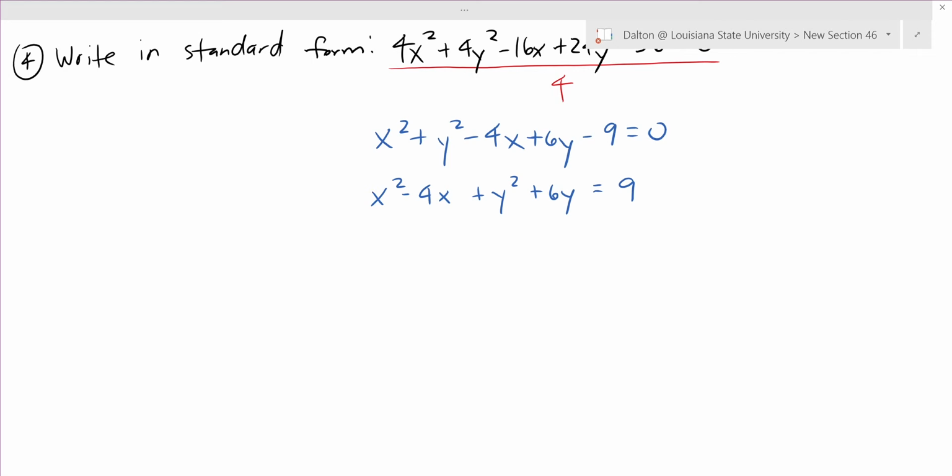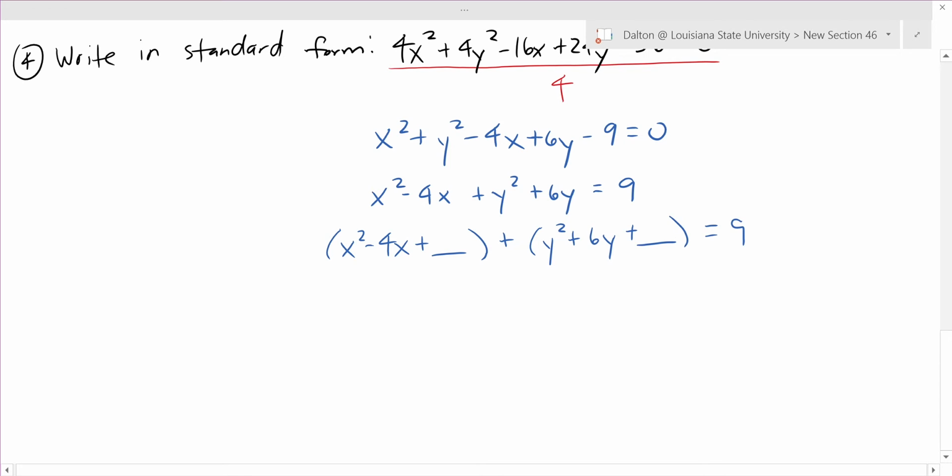So for the x's, again, I have no leading coefficient. I don't have to factor anything out. So that leaves me with x squared minus 4x plus room for a new c, plus my y squared. I don't have a leading coefficient there, so I don't have to factor anything out of that one either. y squared plus 6y plus room for a new c is equal to 9. And then you'll complete the square twice.